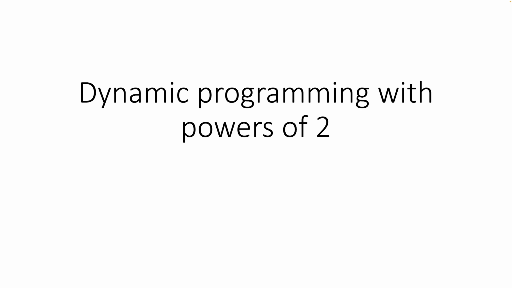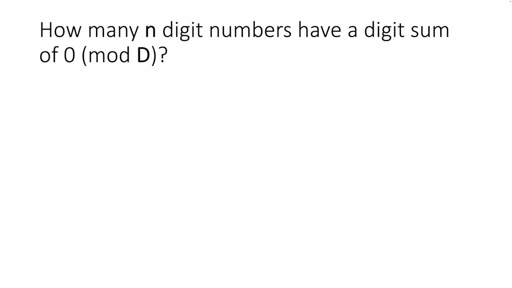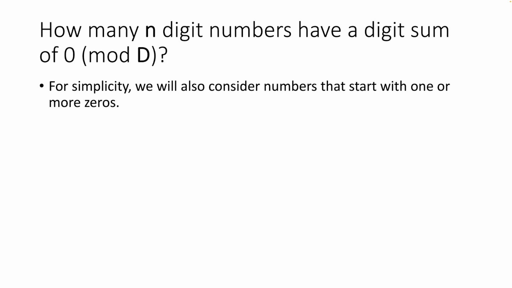In this video, I am going to talk about dynamic programming with powers of 2. Let's consider the following problem. How many n-digit numbers have a digit sum of 0 modulo some integer d? And for simplicity, let's also consider numbers that start with one or more zeros. You will be able to eliminate this assumption if you understand this video.